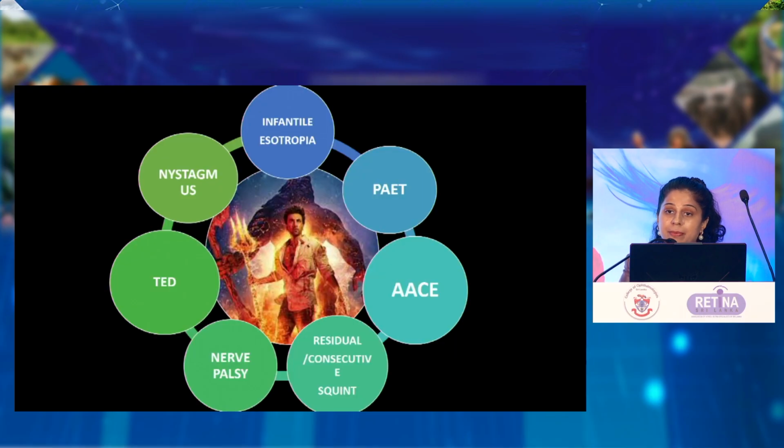So it has become a Brahmastra in strabismus surgery in the past 3-4 years. We have been using it in various types of esotropias, ranging from infantile esotropias to acute comitant esotropias, being used in paralytic strabismus, as well as in restrictive strabismus, especially in case of thyroid eye disease and a few cases of nystagmus also. So let me take you through a few of the cases.